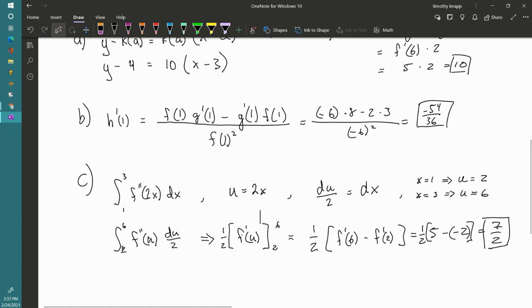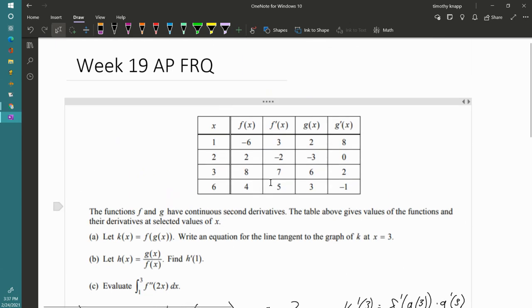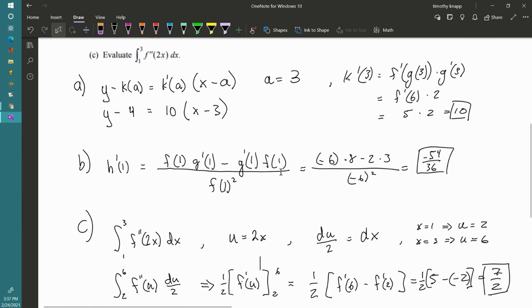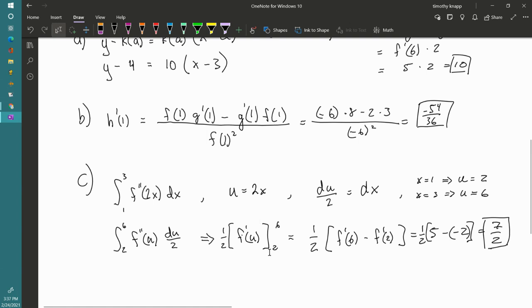And now, finally, the integral of a second derivative is the first derivative, plus c. But since this is going to work out to be a definite integral, I'm going to drop the c, because then I'm going to evaluate this from 2 to 6, right? And so I go ahead and do that: f prime of 6 minus f prime of 2. Now those numbers are actually given to us way up here in this chart. f prime of 6 is 5, and f prime of 2 is -2. So I go ahead and put those in there. Don't forget that 1/2 came from the fact that du was over 2. And so that one required a little bit of a u substitution.